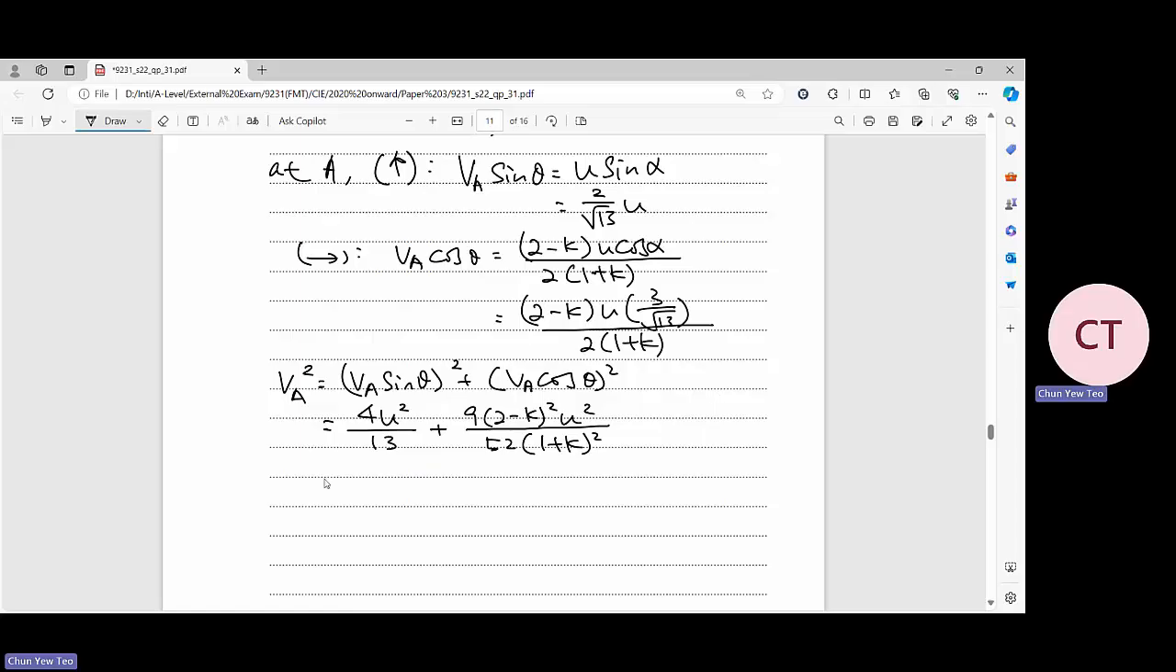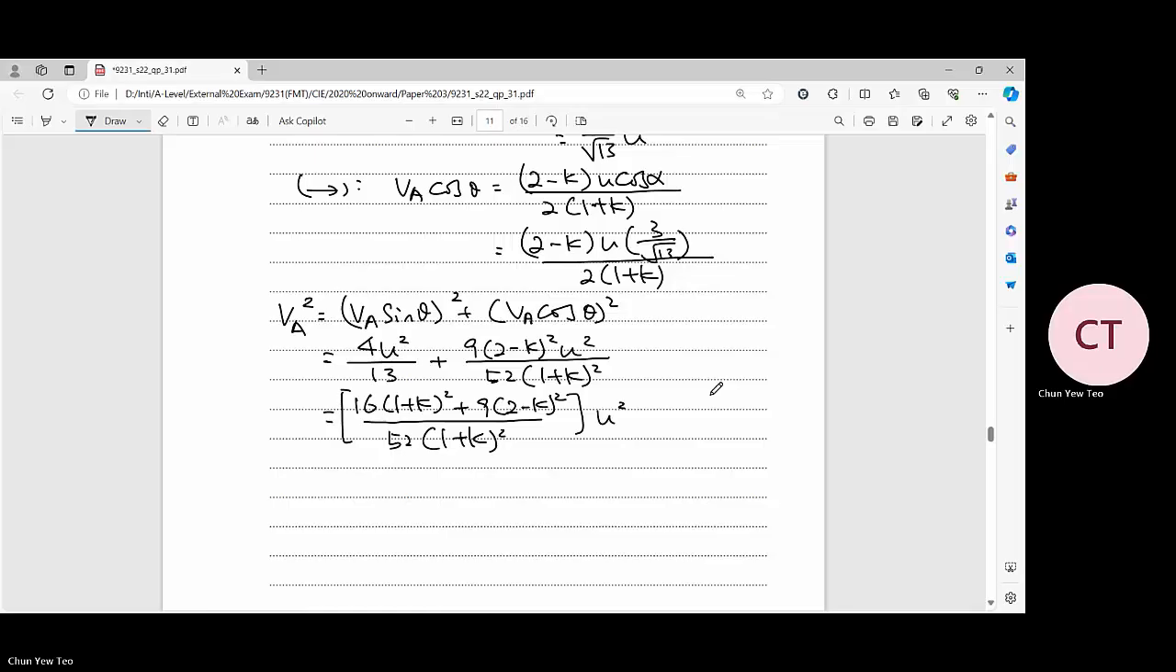Quite complicated, huh? So this one, you combine them together, you will get 52 of 1 plus k square. This one will be 16 of 1 plus k square plus the 9 of 2 minus k square, the whole thing, u square. Okay, so this is what we can have.